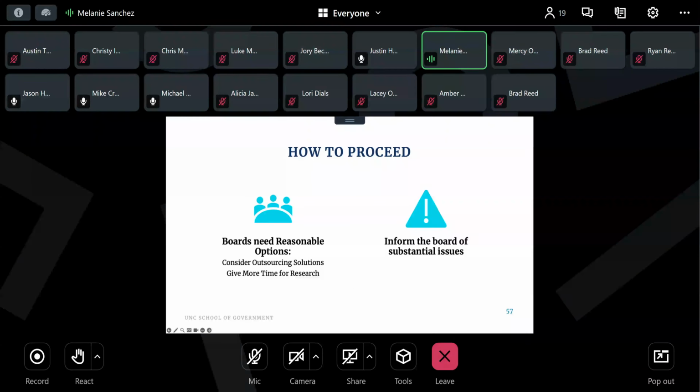And then this last piece here on informing the board of substantial issues, transparency is pretty key. If you're facing some substantial issues, it's important to keep the board informed, even if you do have incomplete information. You want to clearly articulate the challenges and uncertainties, providing, again, a transparent assessment of the situation.